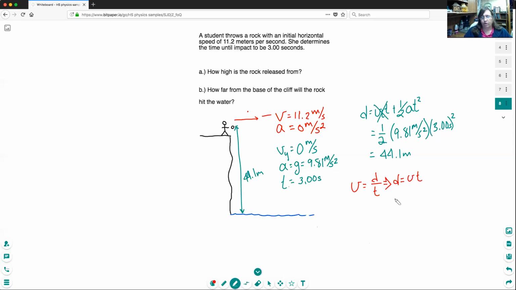Substituting in here, what we get is 11.2 meters per second times our 3 seconds. Again, using your calculators, we'll find this is 33.6 meters.